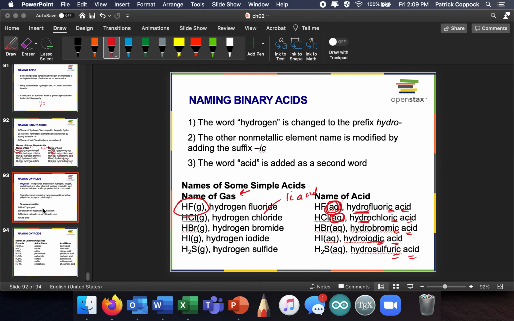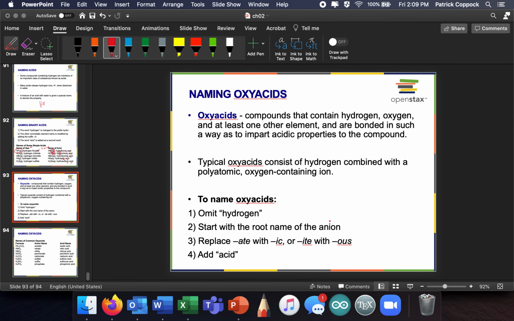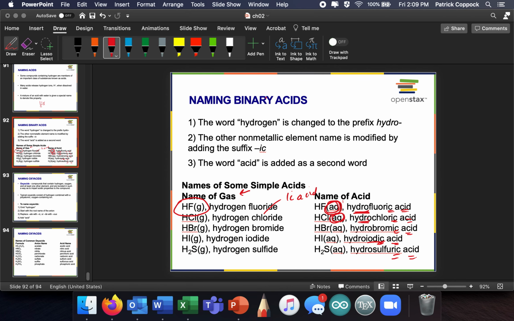All right. Now, naming oxoacids, I think, is easier. Of course, I've been looking at this for a long time. Let me go back for a second. These were binary acids because they don't have oxoanions in them. It's just 2 elements, right? HF, HCl, HBr, HI, H2S. Those are called binary because there's only 2 atoms in them.